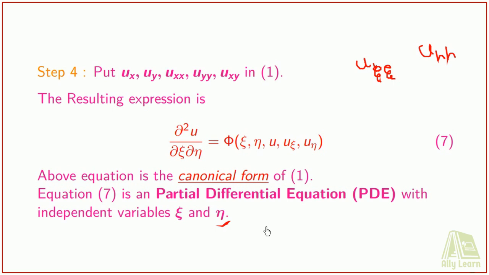Now we proceed towards a question so that we can practice all the steps that we just did. The steps you must be remembering: first of all, we form the characteristic equations, then we integrate them to get two solutions. One solution we name xi, the other eta, and then we change the independent variables from x, y into xi, eta, and we calculate all the partial derivatives, as you can see over here: ux, uy, uxx, uyy, and uxy. After calculating all these partial derivatives, we put them in the initial given second order linear PDE, and after doing a little bit of calculation, we get our canonical form. So now practice these steps on a question.